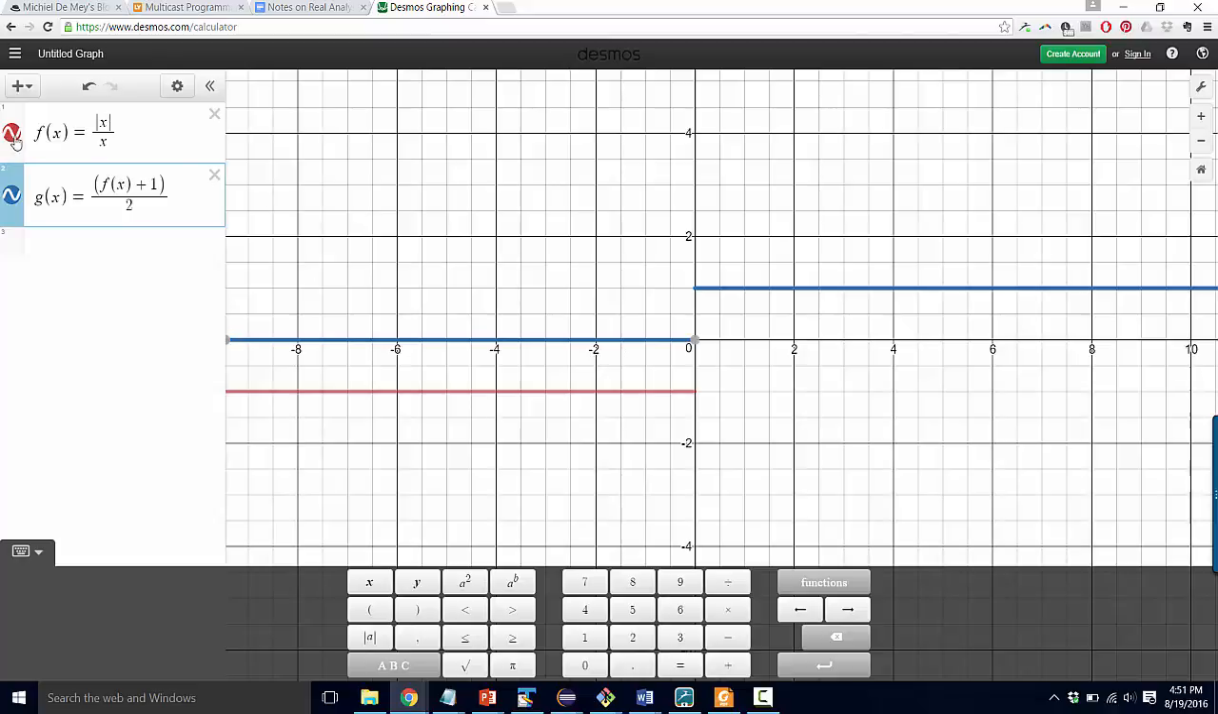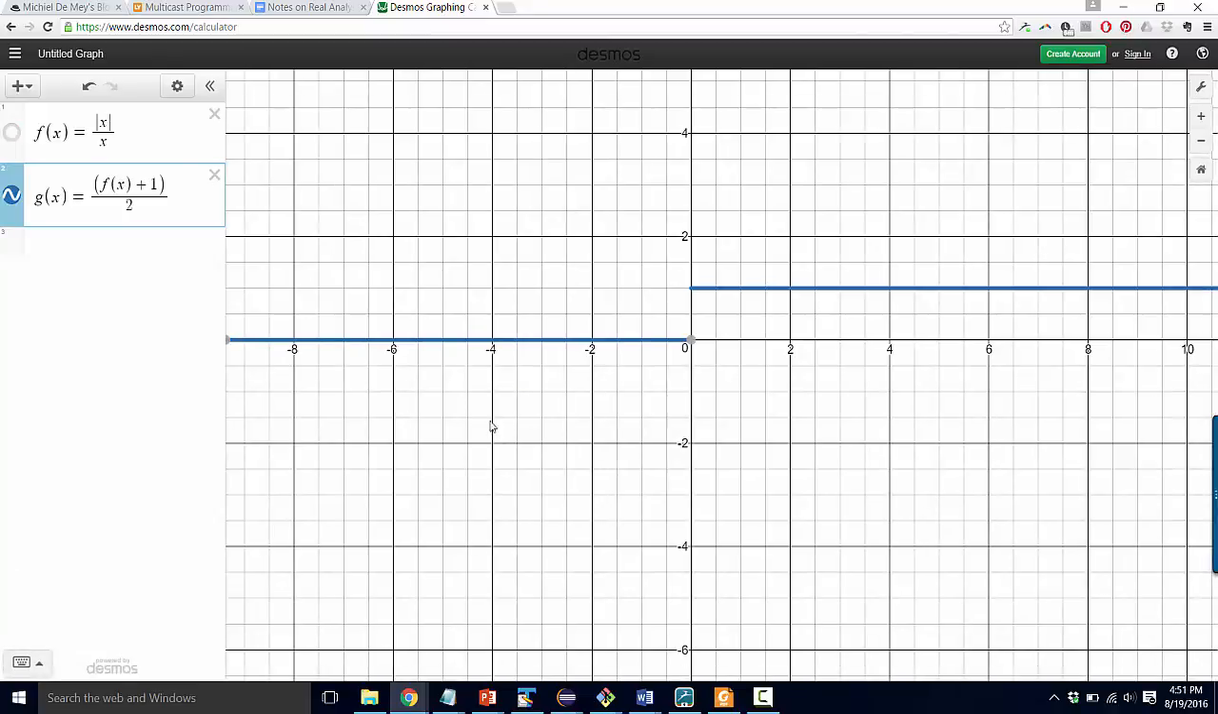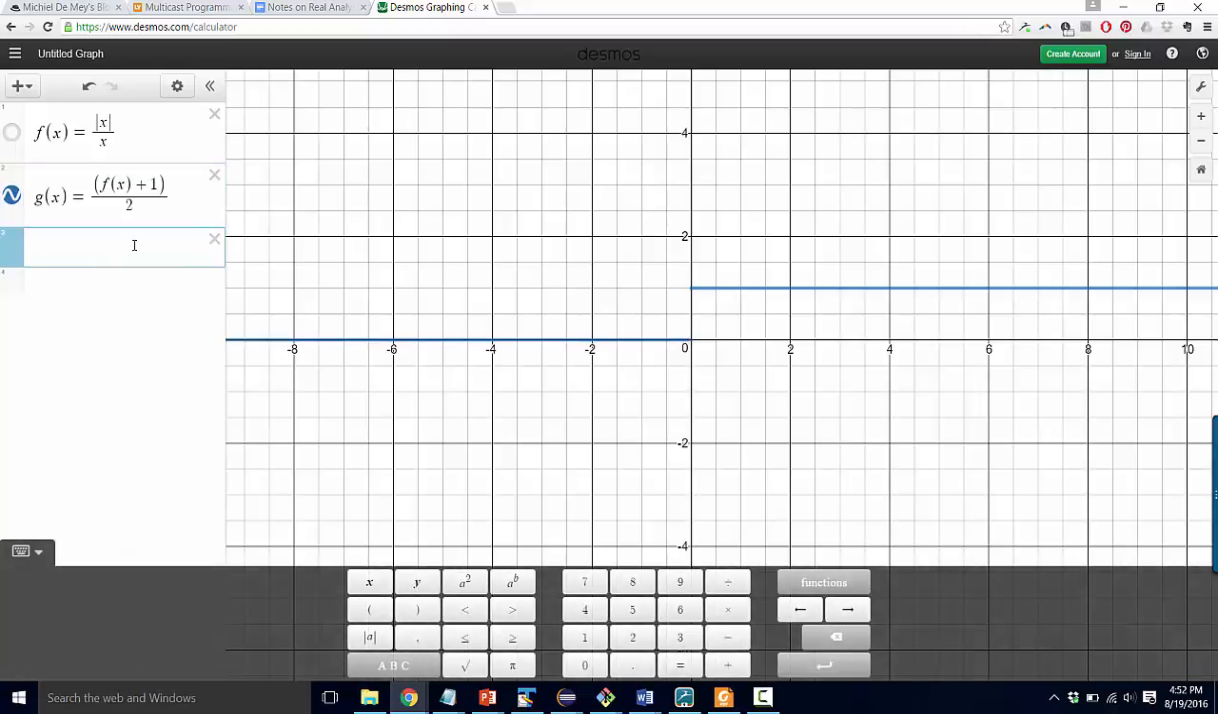So I'm going to click this button right here so that I don't display my original function. So this one I like a lot. I call this one a switch, and I think you'll see why in a second. Notice that it's got a value of 0 for all negative x and an output of 1 for all positive x. So let's see what happens when we multiply the switch by different things.